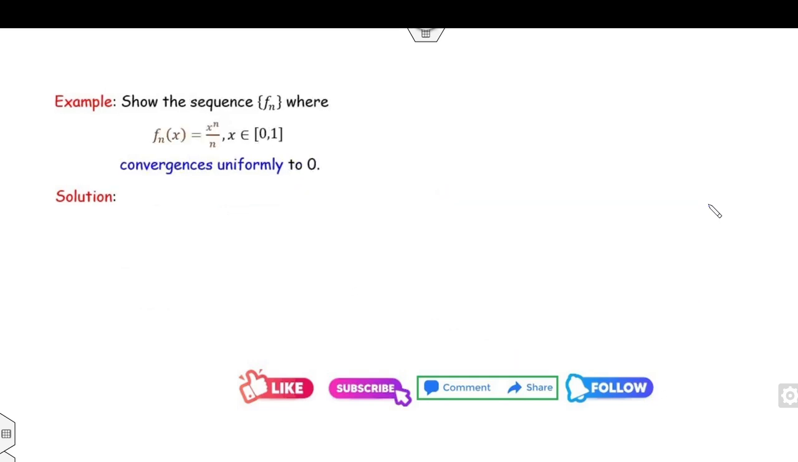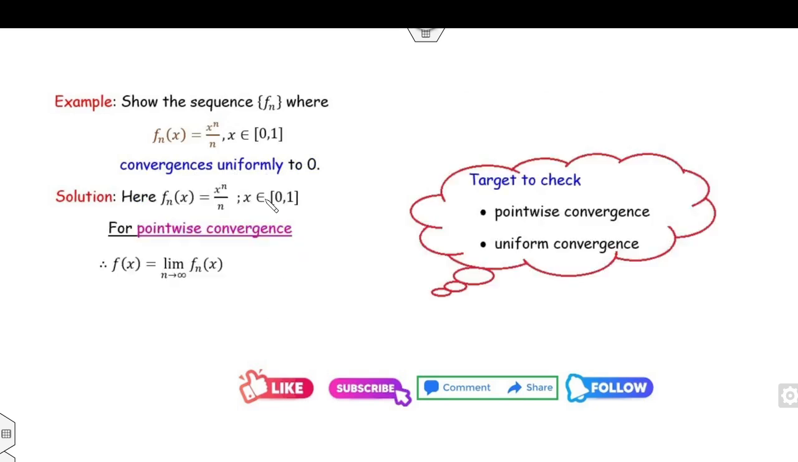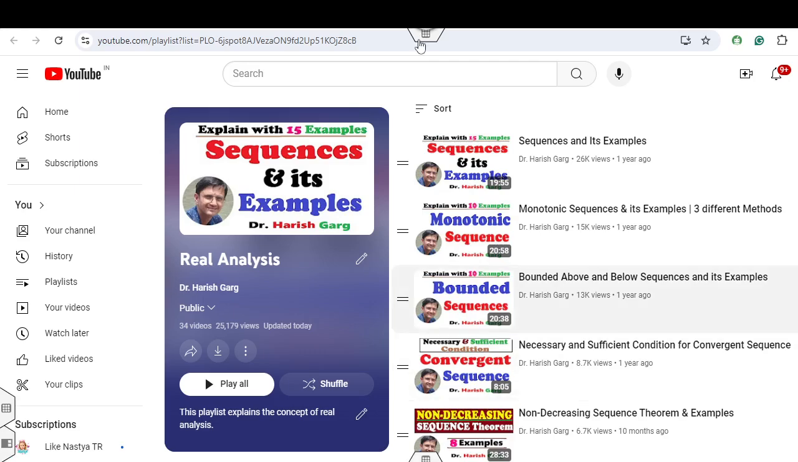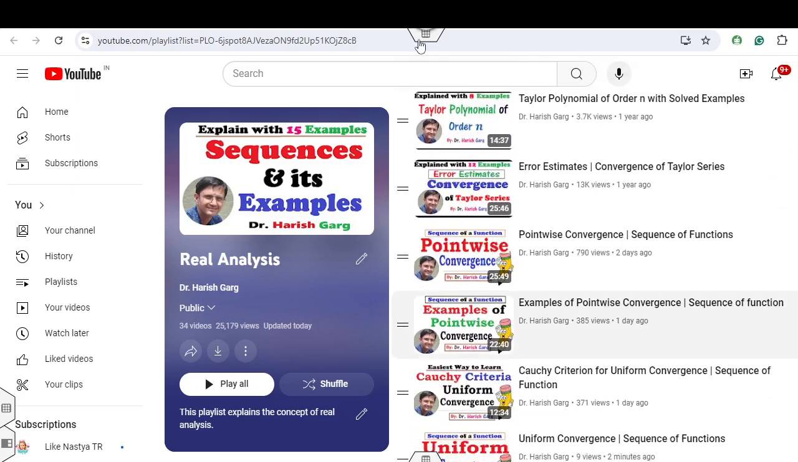Okay, look at another case. Show that the sequence converges uniformly. Now you have to prove that. Fine. So can you find the pointwise convergence quickly? For more detail about pointwise convergence, I recommend you watch my examples of pointwise convergence.